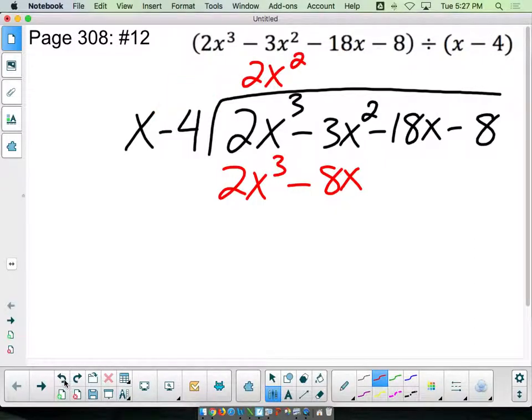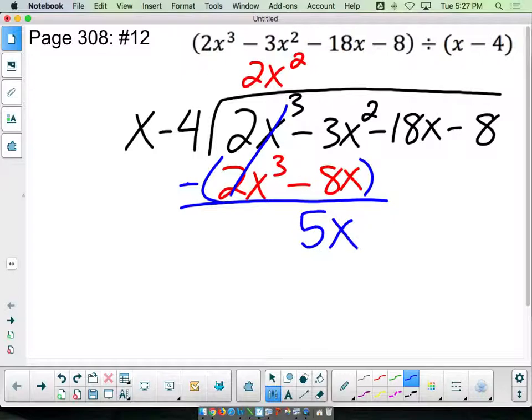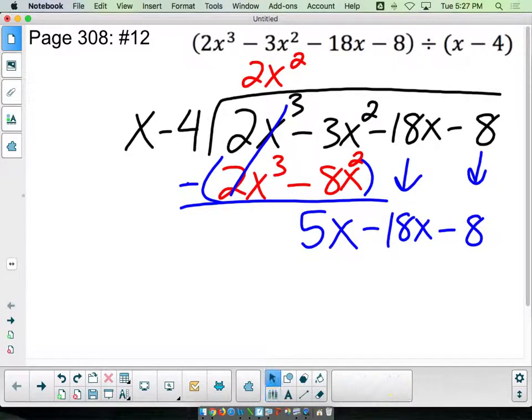Then we take this and we're going to subtract. 2x cubed minus 2x cubed is 0. Negative 3 take away negative 8 is negative 3 plus 8, so that's 5x. I already messed up. This should have been 8x squared. Bring that down, it's 5x squared. Bring down these other terms, I get minus 18x and minus 8.